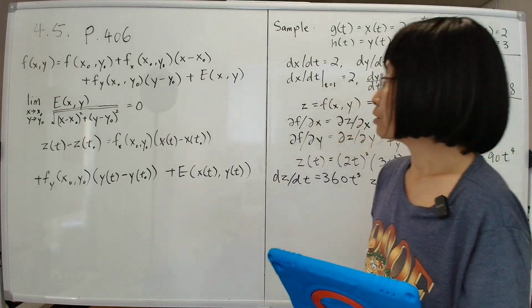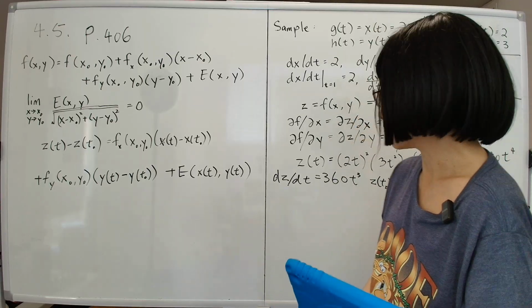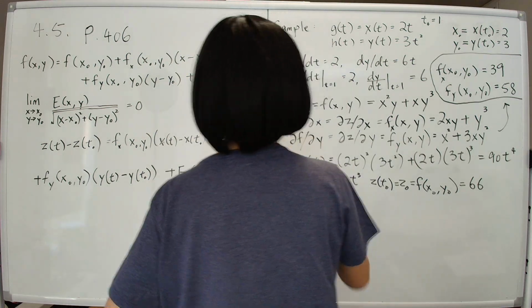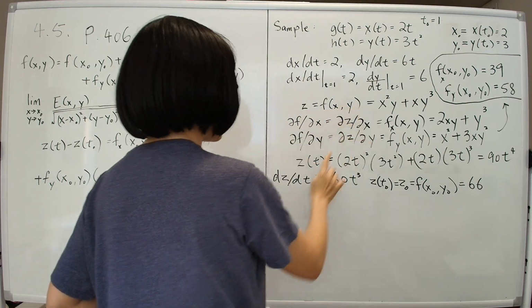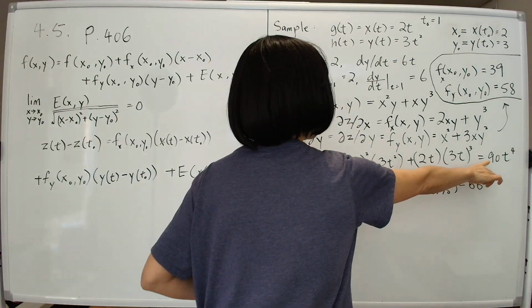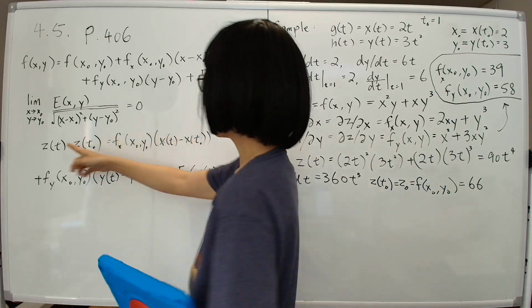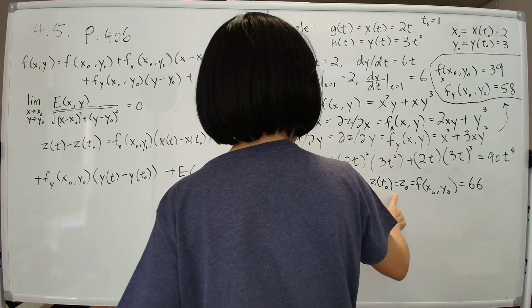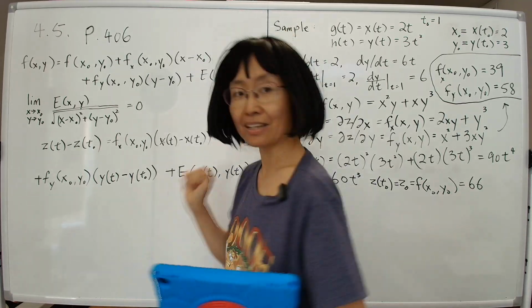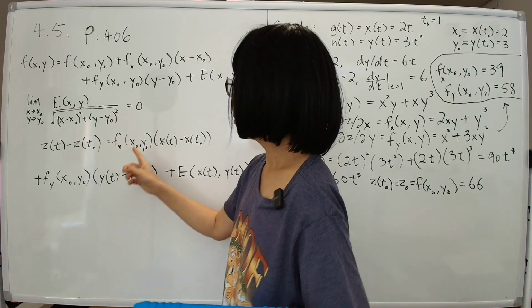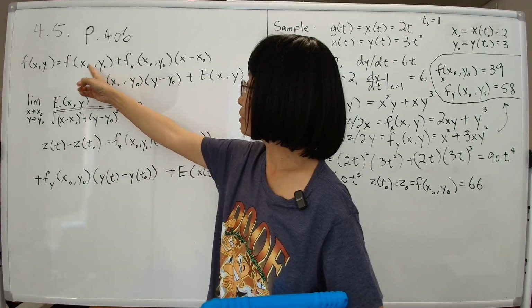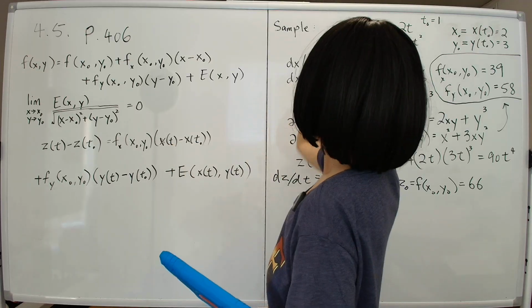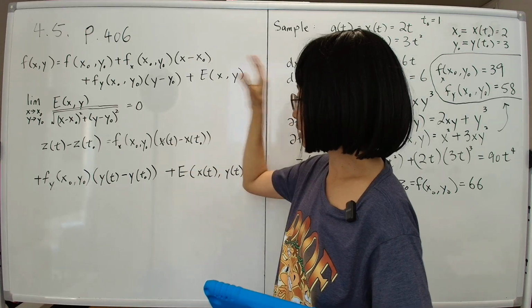Now the next step, we are going to plug the t stuff in there. That is z of t, which means c used to be f of x and y, and we'll plug it in terms of t, which is this thing right here. In our sample, it's 90t squared. So we have c of t minus c of t0, which is this stuff, 66 in our example. And so we'll subtract that, which will equal this thing here, but we'll plug x and y into the t function. So we'll plug all the t's in here.